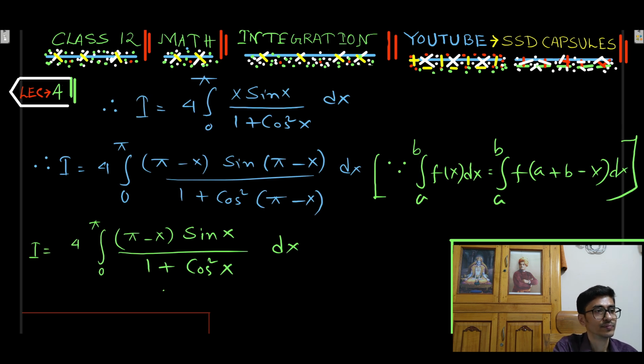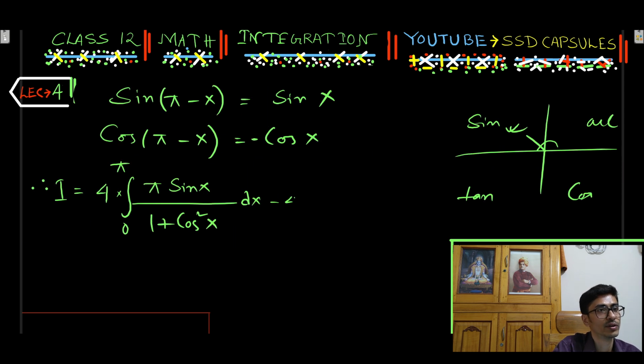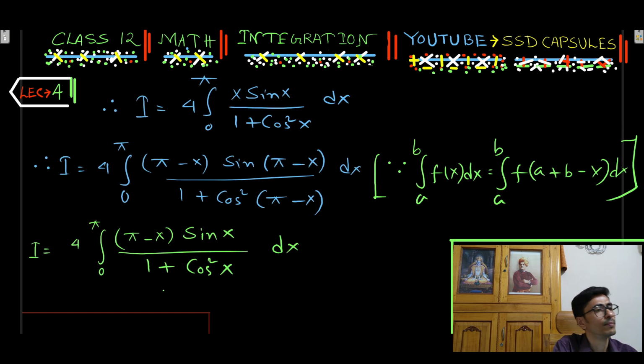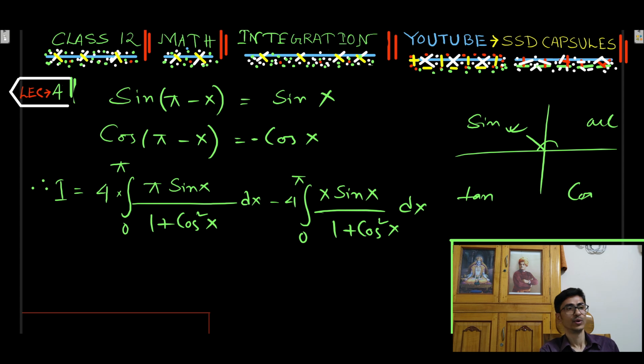minus 4 into 0 to pi x sin x by 1 plus cos square x dx. We just use the distributive law.